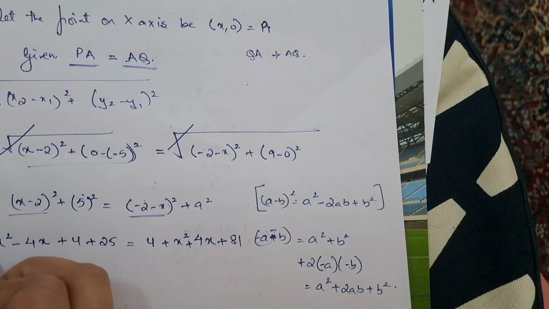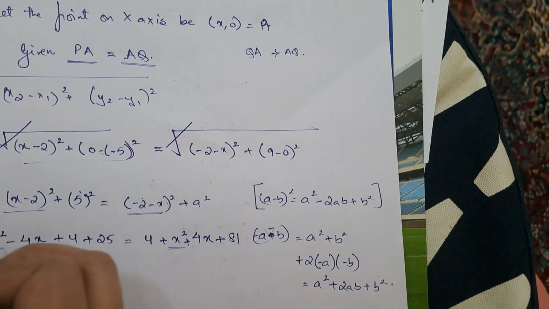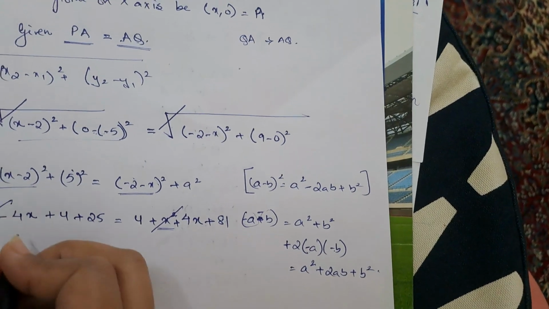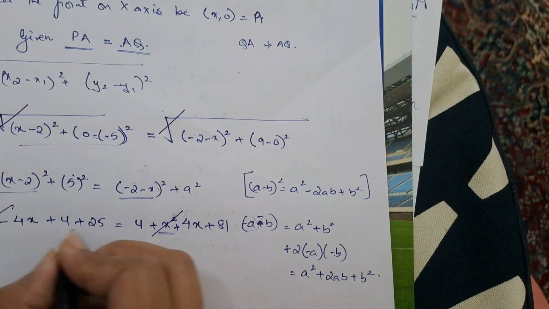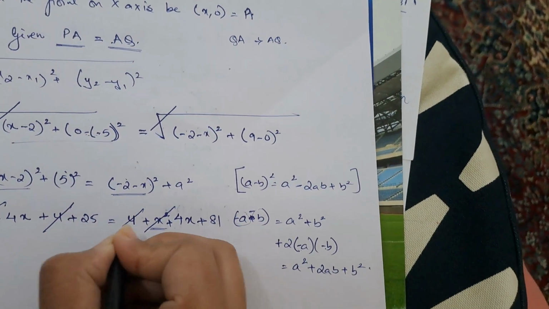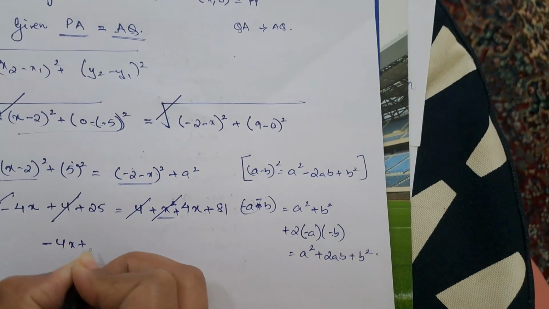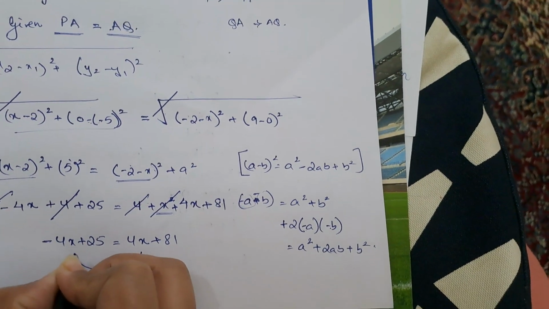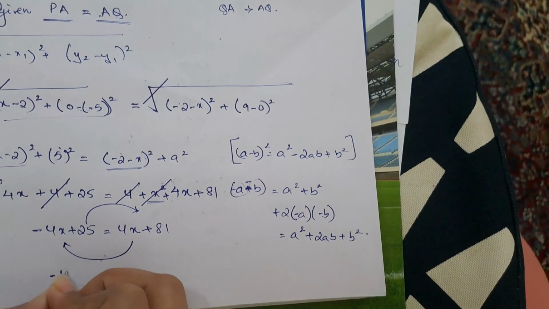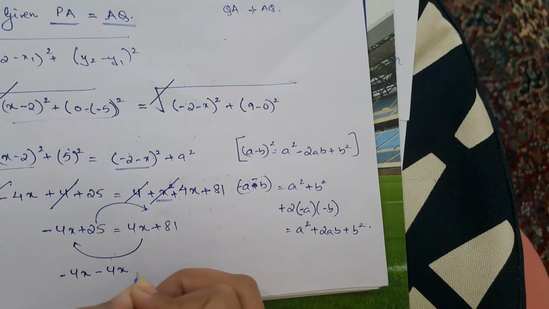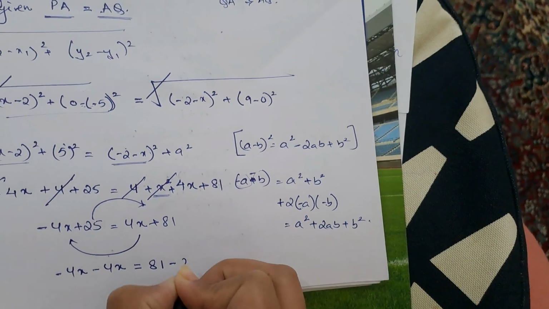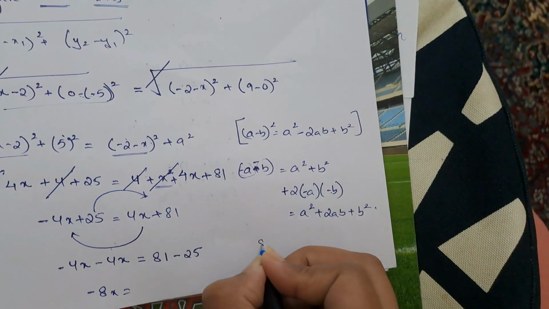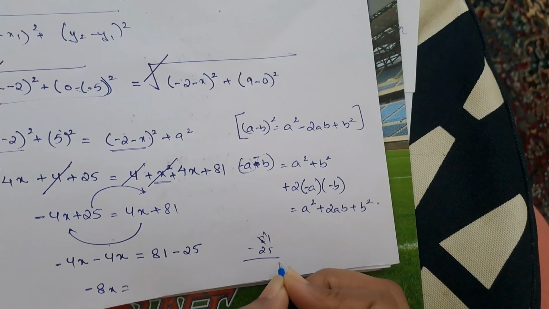Then what's going to happen, again if you see this side and this side I have the x square, so they will get cancelled and I am left with only these terms in here, okay. So again 4 is also there on either side of the equation, so that 4 also will get cancelled. I'm left with minus 4x plus 25 is equal to 4x plus 81. So I'm going to send it towards this side and send this towards the other side. Minus 4x minus 4x is equal to 81 minus 25. This becomes minus 8x is equal to 81 minus 25.